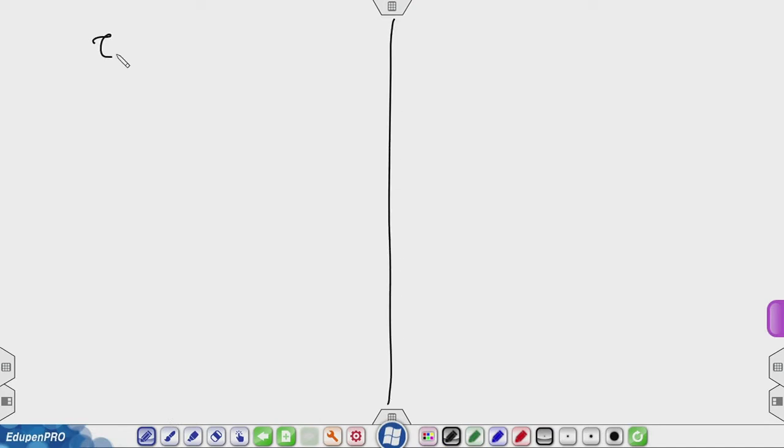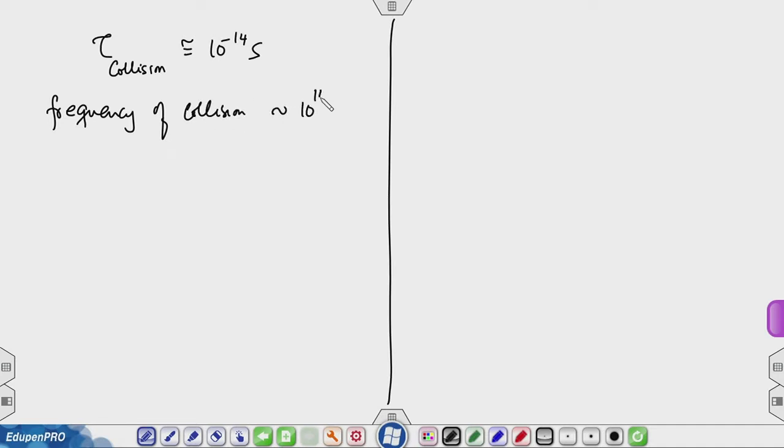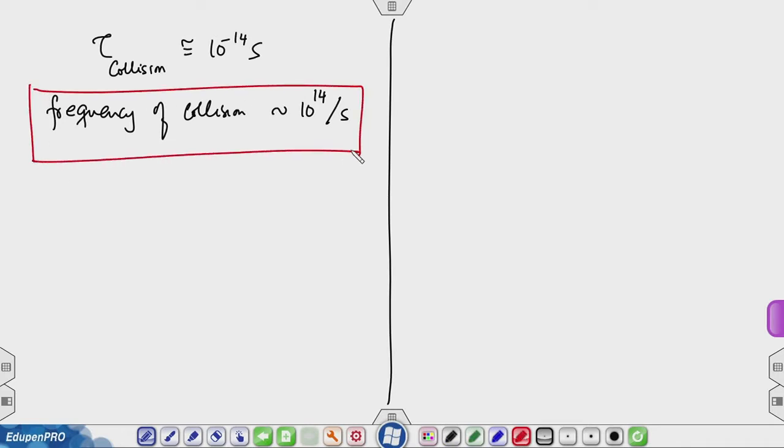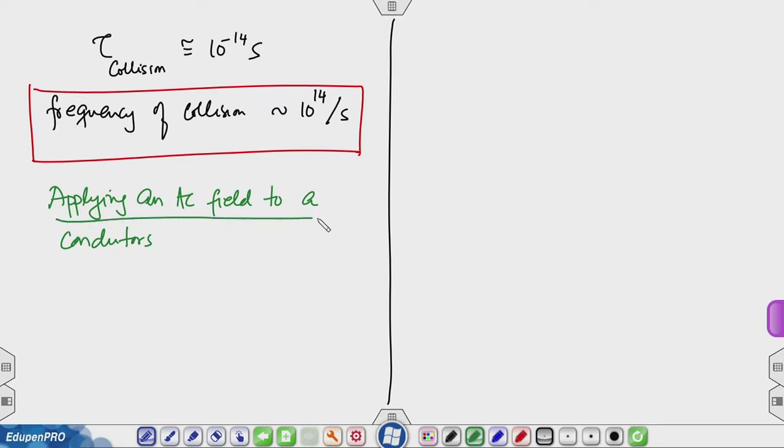So, if I take this tau, let me write collision time is equal to roughly 10 raised to minus 14 seconds, then frequency of collision is of the order of 10 raised to 14 per second. All right, this frequency also I want you to keep in mind. Now, let us go to applying an AC field to a conductor, and that will give us some properties of this which are related to its optical properties. So, that is the connection I want to make.